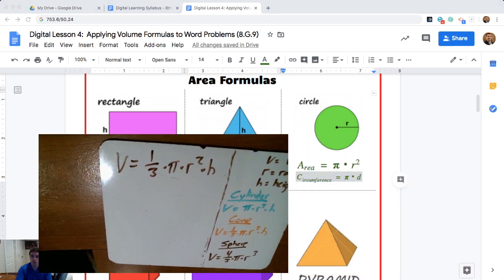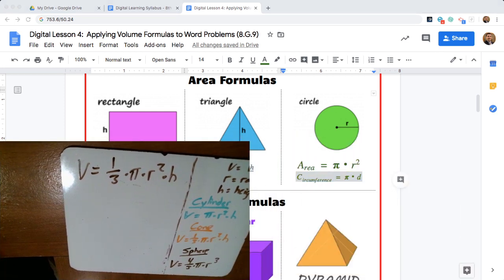Oh, sorry, that's blocking it. Let me restate that. So now that you can see the circle that I'm referencing, the circumference formula for a circle is pi multiplied by diameter, and if we know radius, we can just double that to get diameter. So in order to determine circumference for any circle, I need to first know its radius or its diameter.